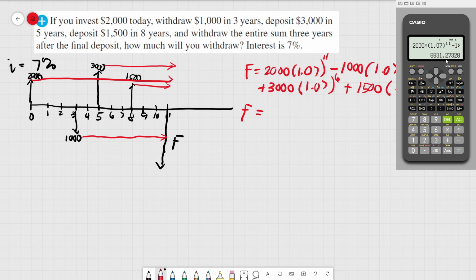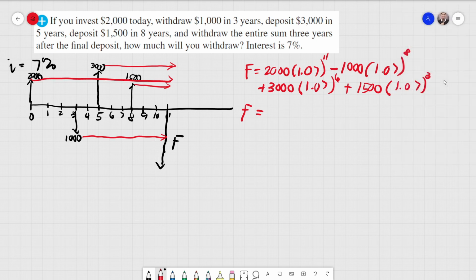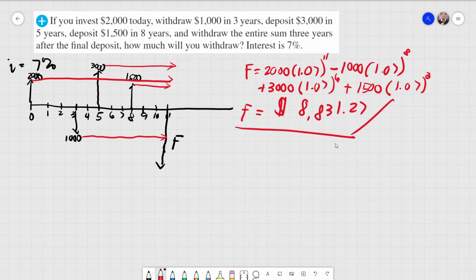So, we have this amount, 8,831.27. Okay. You will be able to withdraw an amount of 8,831.27. So, ito yung value ng ating pera, ng iyong deposit after withdrawing the entire sum, no, on 3 years after this deposit.